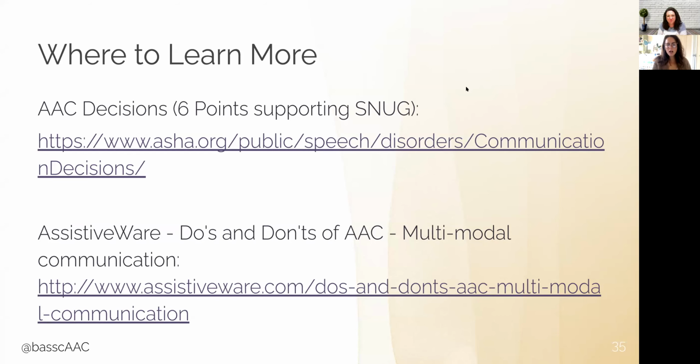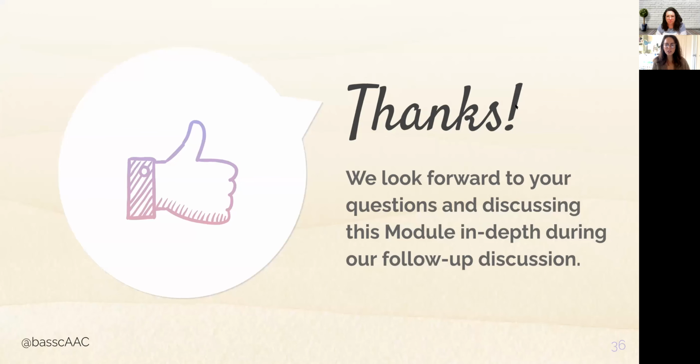All right, a couple of places to learn more. We love the AAC decisions we talked about for supporting SNUG, spontaneous novel utterance generation. That's through ASHA, the American Speech-Language-Hearing Association. So that website's there. And then we love this blog post from AssistiveWare, the do's and don'ts of AAC multimodal communication, so all of those different modalities. That will go into a lot of those.